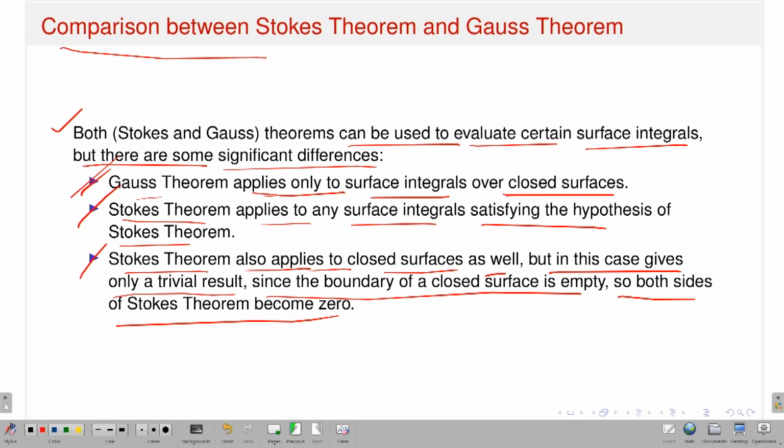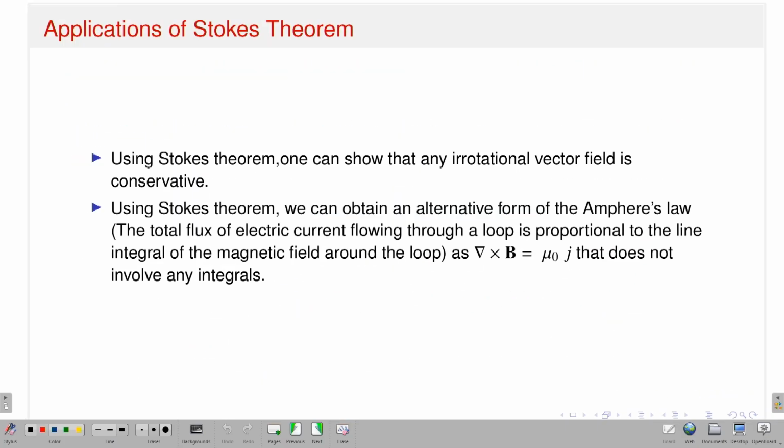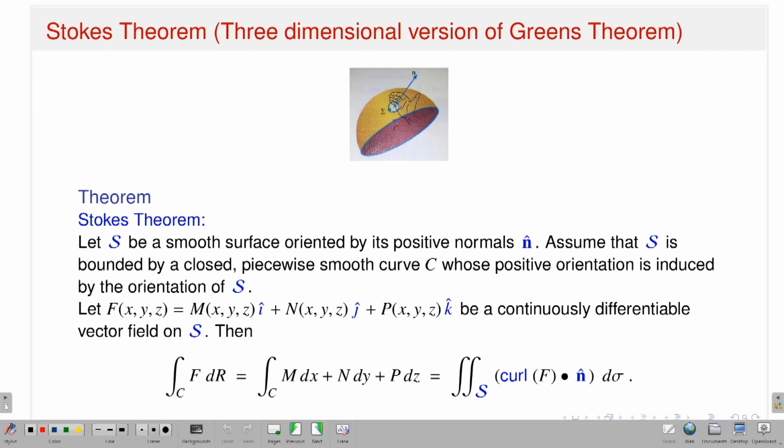Now, if I start with a closed surface, I have just discussed that for any closed surface, the integral of curl of F dot n cap is 0. So the right hand side is 0, the left hand side is 0. Go back to the statement of Stokes theorem, then it will be more clear. If I start with a closed surface, since it has no boundary points, this is 0, not an issue. And what about this one?